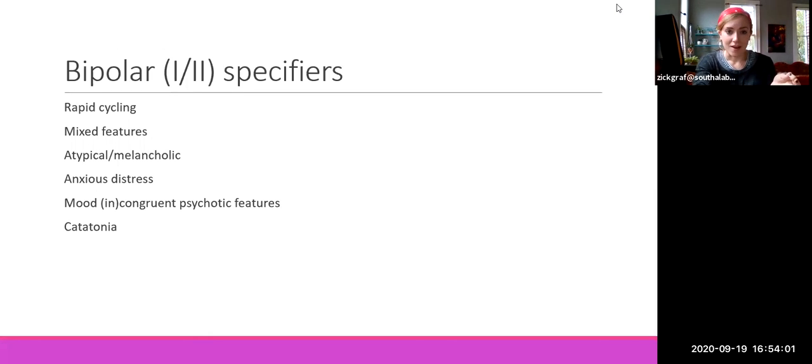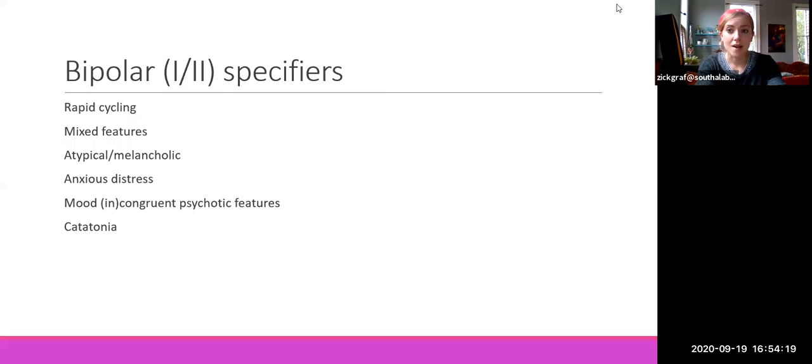Okay, so I mentioned specifiers for bipolar 1 and 2. Specifiers are, when you give someone a DSM diagnosis, specifiers just allow you to give a little bit more information about what their symptoms look like. It doesn't change the diagnosis, it just describes it a little bit more.